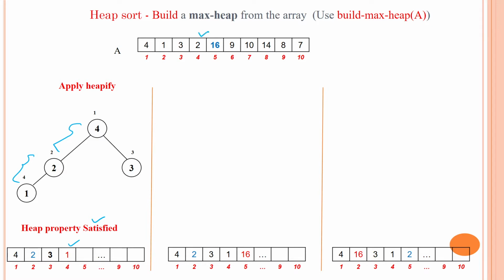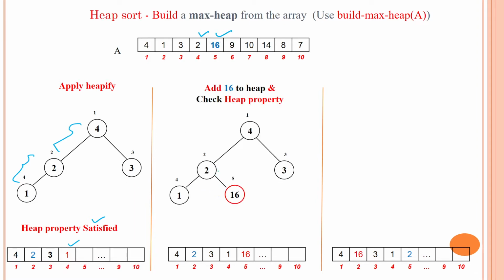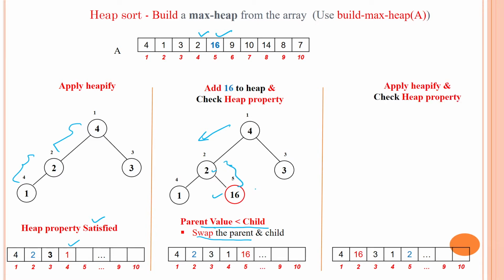Now again we are inserting the 16. When you are inserting the 16 into the heap, the right side value is missing in the left subtree of the 4. So we are adding the 16 as a right child to the 2. Now again it is not satisfying the heap property. We have to swap the parent and child. So these two are going to swap, and we are swapping by applying the heapify process.